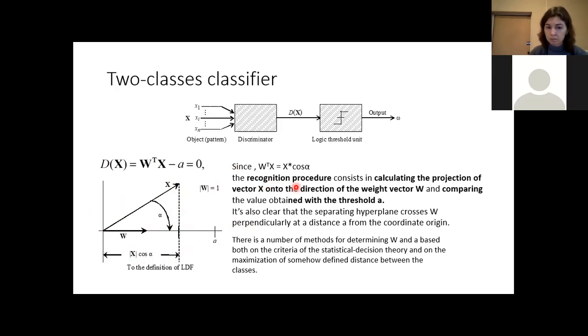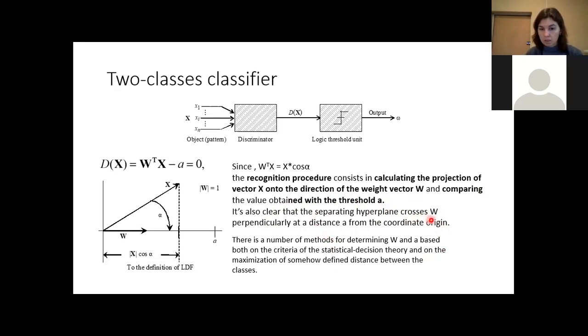And the recognition procedure, pattern recognition, consists in calculating the projection of vector x onto the direction of the weight vector w and comparing the value obtained with the threshold a. So we project onto some weight vector from the discriminant function, and compare the projection onto this weight vector to the threshold a.